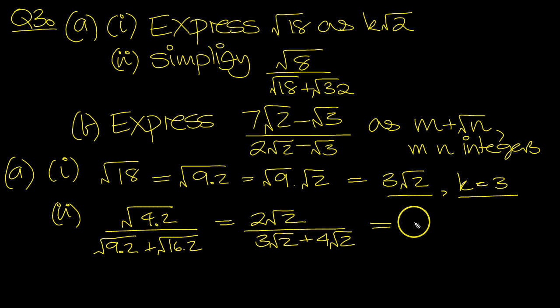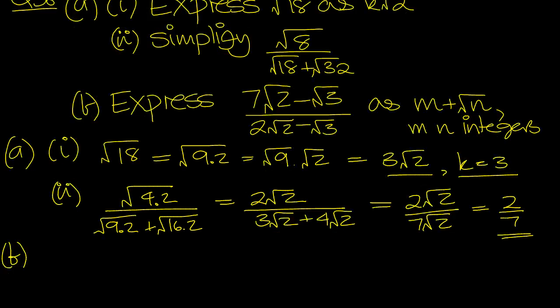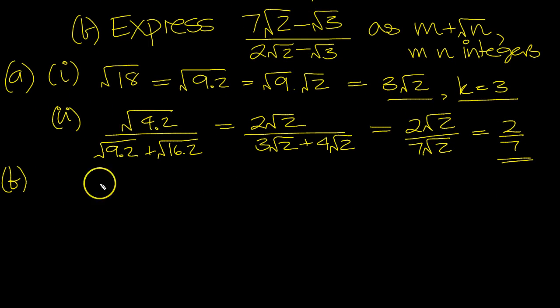So it's 2 root 2 on top then, and there's 7 root 2's underneath. So the root 2's cancel and we're left with 2 sevenths. So that's part 2. Now part B. So this as m plus root n then. Let's have a look at that.